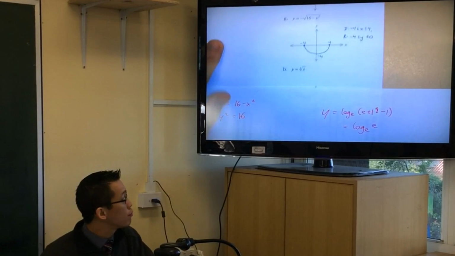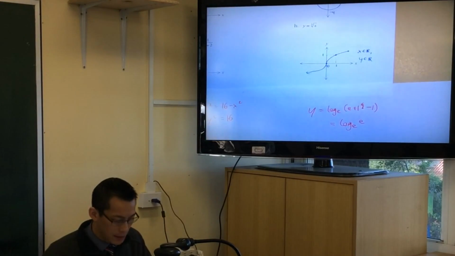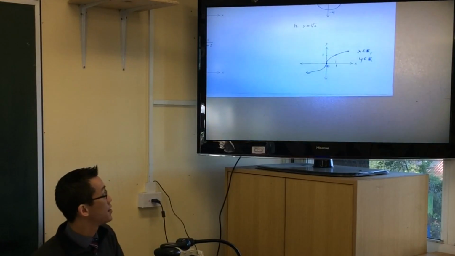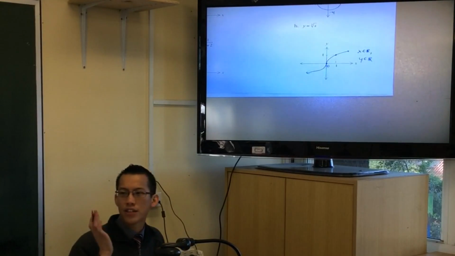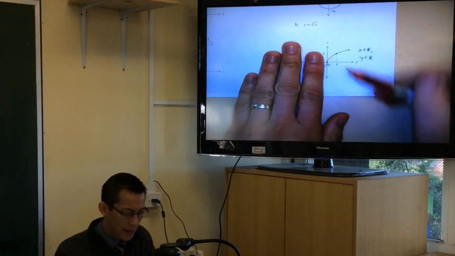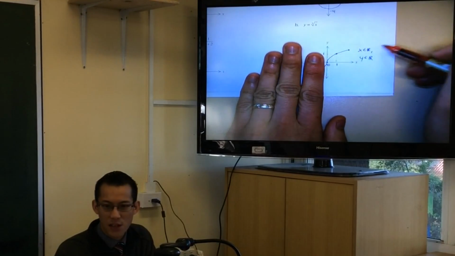And lastly, the cube root of x. This is a tricky one. We haven't really looked at it, and even mine is not particularly impressive, okay? But you can see it behaves very much like the square root of x in terms of it's growing, but it slows down and slows down and slows down.